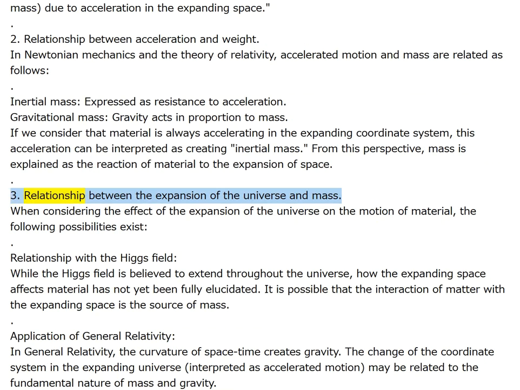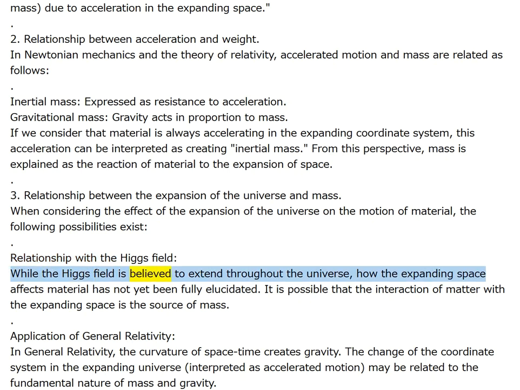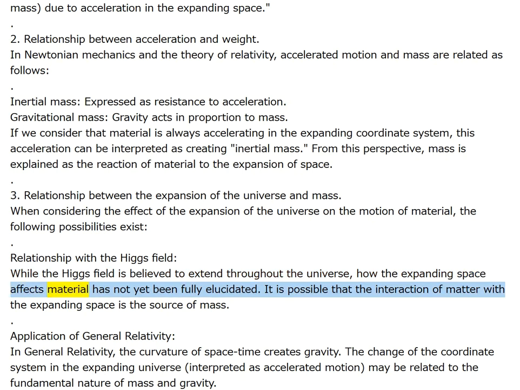3. Relationship between the expansion of the universe and mass. When considering the effect of the expansion of the universe on the motion of material, the following possibilities exist. Relationship with the Higgs field. While the Higgs field is believed to extend throughout the universe, how the expanding space affects material has not yet been fully elucidated. It is possible that the interaction of matter with the expanding space is the source of mass.